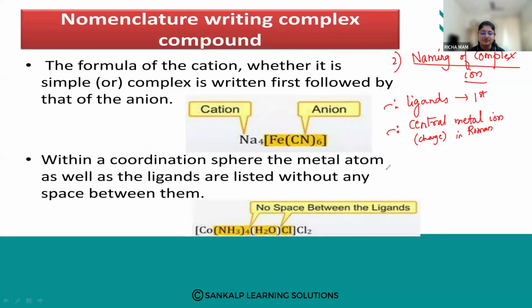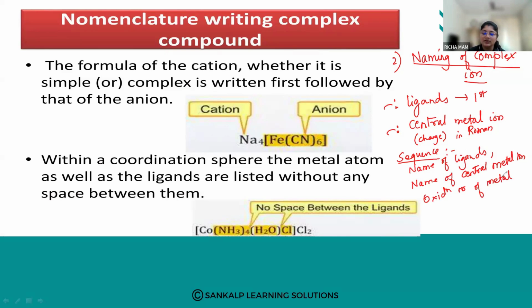So what sequence do you have to follow? The sequence is, first, the name of the ligands. And then the name of the central metal atom, ion. Then next is the oxidation number of the metal. So these are the steps you have to follow.